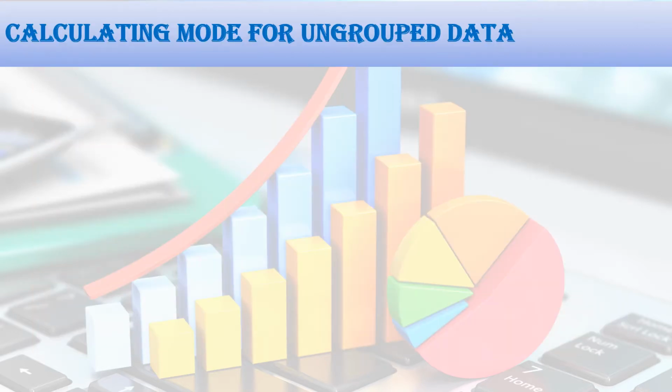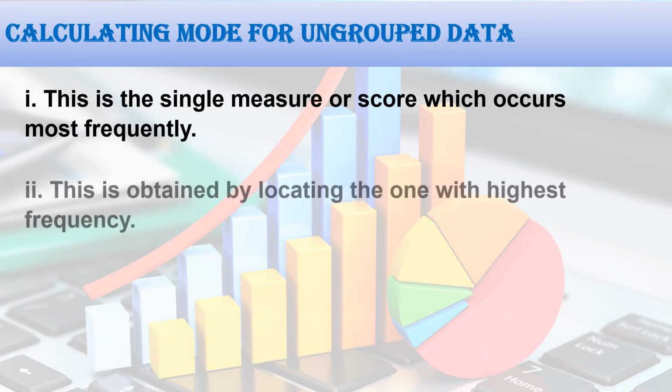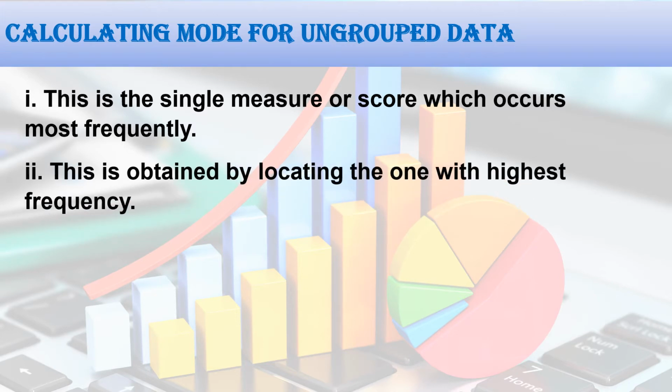As we have seen in the last classes, here also to calculate mode we have two kinds of data, in the sense ungrouped data as well as grouped data. First we see how to find mode for ungrouped data. In ungrouped data, mode is a single measure or score which occurs most frequently, and this is obtained by locating the one with the greatest frequency.